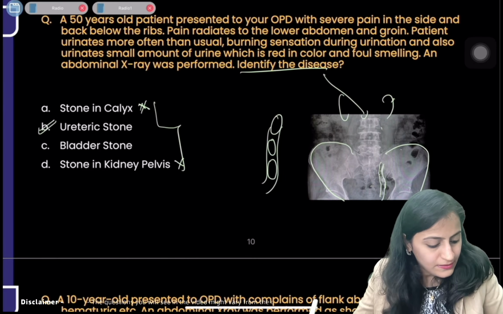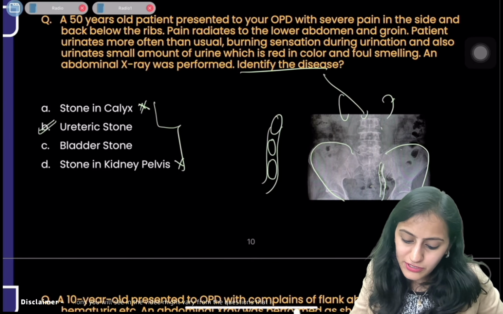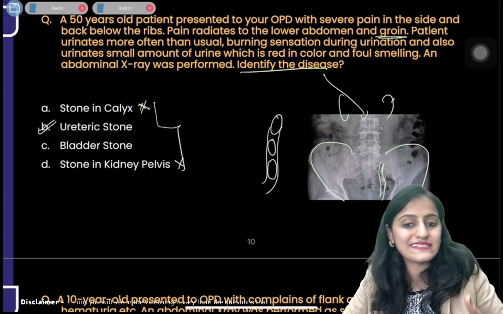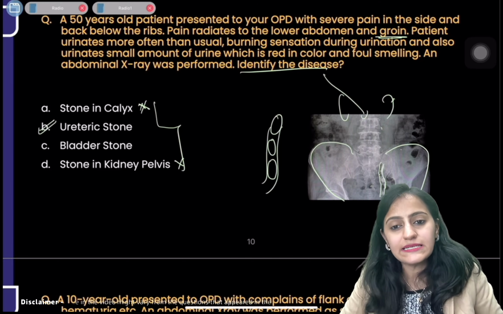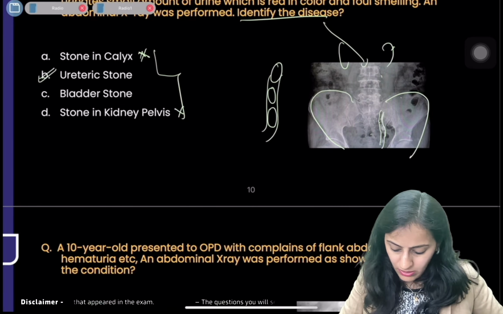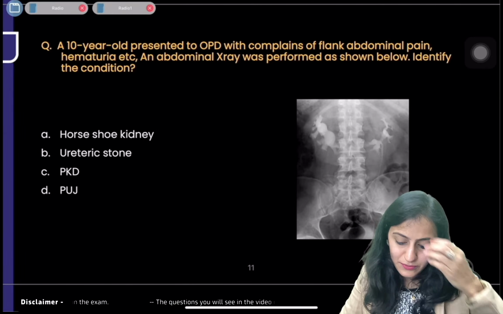All right, and yes, you are also given the history of this pain going from the loin to the groin. That suggests that it's a ureteric stone. That is ureteric colic, loin to groin pain. Okay, loin to groin pain is what we have. All right, going on to the next one.